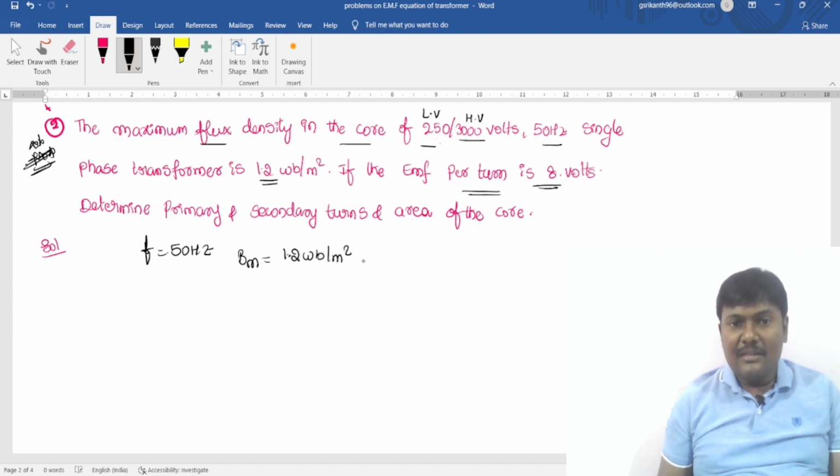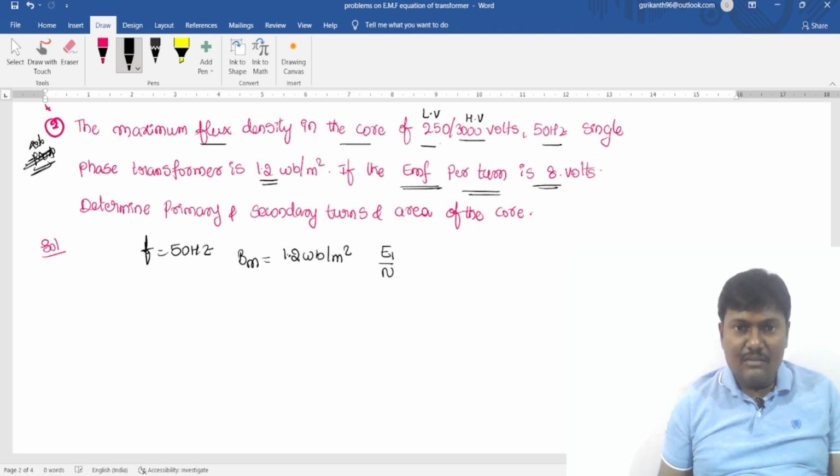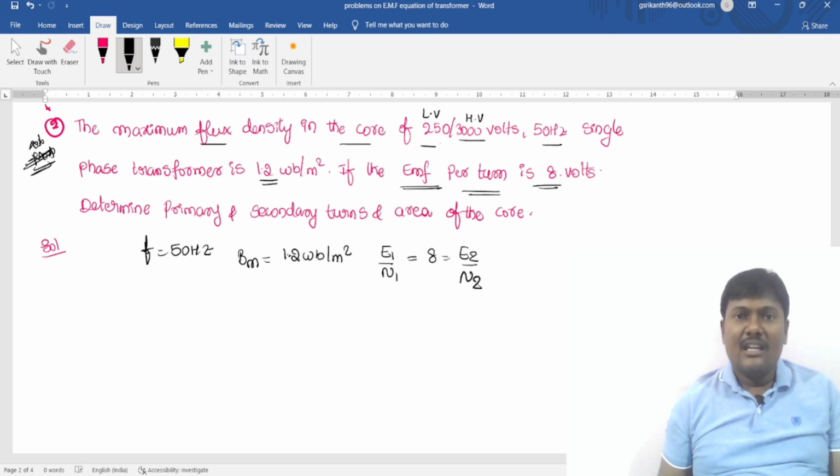The EMF per turn, this is very important. The EMF per turn means E1 by N1 or E by N is equal to 8. That should be equal to E2 divided by N2. So we already derived E1 by N1 is equal to E2 divided by N2. Determine the primary and secondary turns.